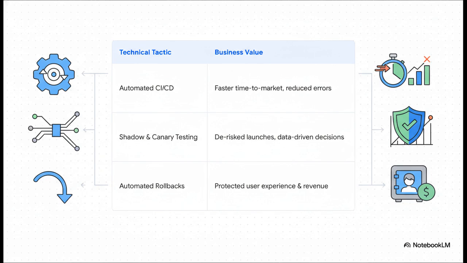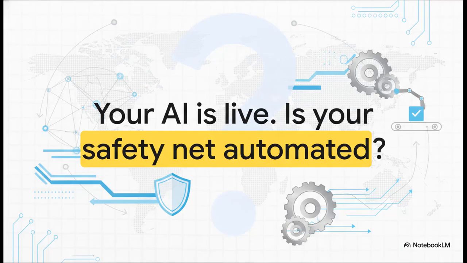It's a direct line. So, I'll leave you with this question. Your AI is live. Is your safety net automated? Because in a world where AI is making critical decisions for your business, having a safety net isn't just a nice to have, it's essential. And automating it, well, that's the gold standard.